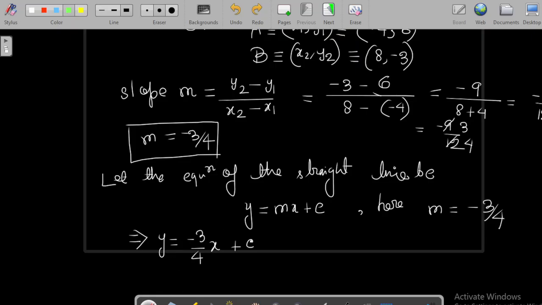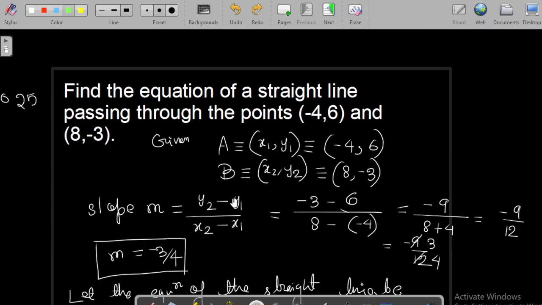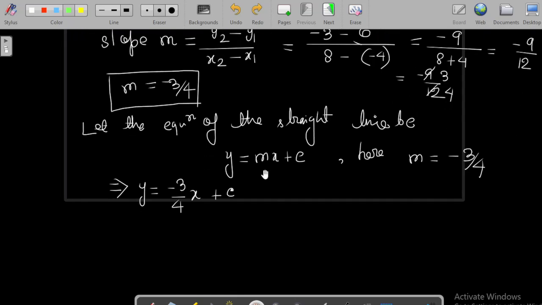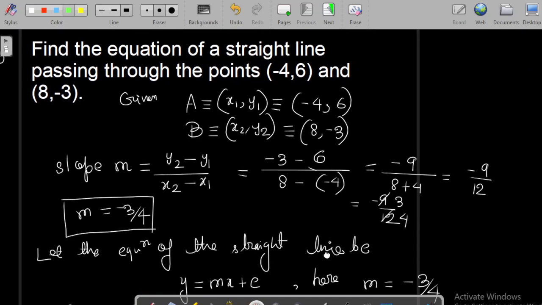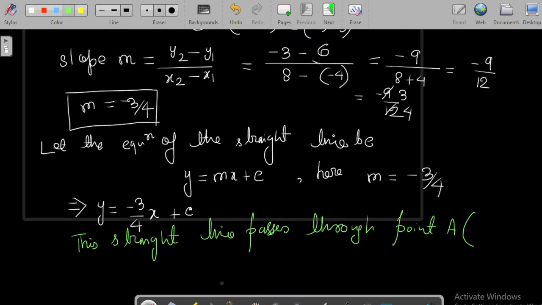Now let us see the question. What is given in the question? In the question it is given it passes through the 2 points. So we have not only one point but 2 points. Let us take the first point, -4 comma 6. So this straight line passes through the point. What was the first point? The first point was -4 comma 6.